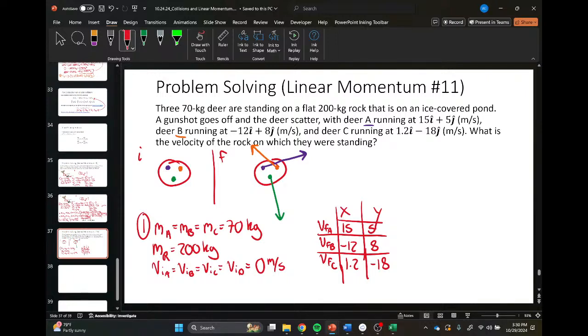And again, this problem seems way worse than it is. We're spending a bunch of time on it because I'm being careful and I'm teaching you all it for the first time. But this problem really isn't that bad mathematically or setup-wise. We're just being very thorough. All right, and we are finding the velocity of the rock final.